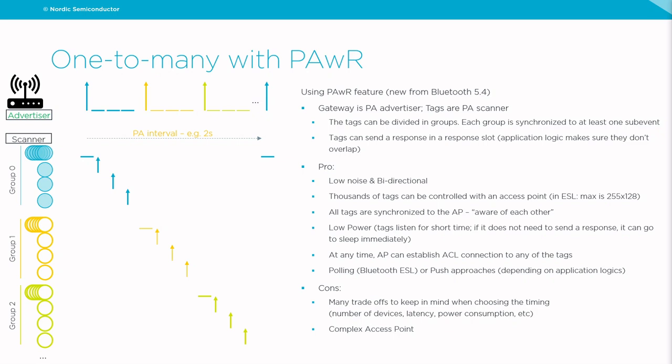Note that this architecture is just an example of how to use PAwR to meet the one-to-many requirements discussed previously. This architecture is conceptually important to understand the Bluetooth ESL that we will see later, but nothing prevents you from using different logics for different one-to-many use cases, depending on your requirements.